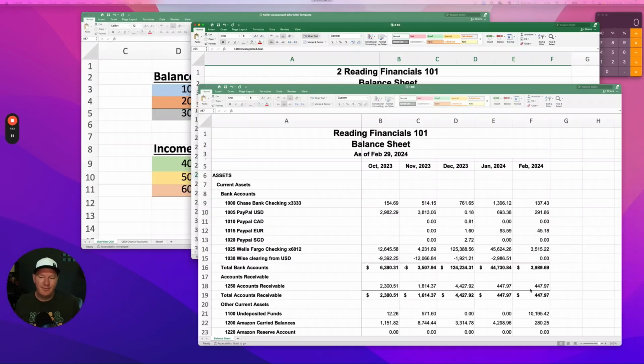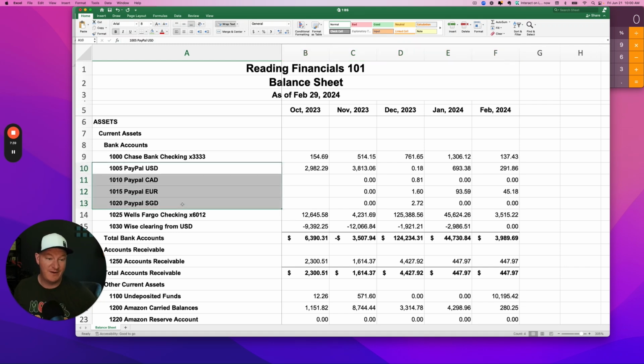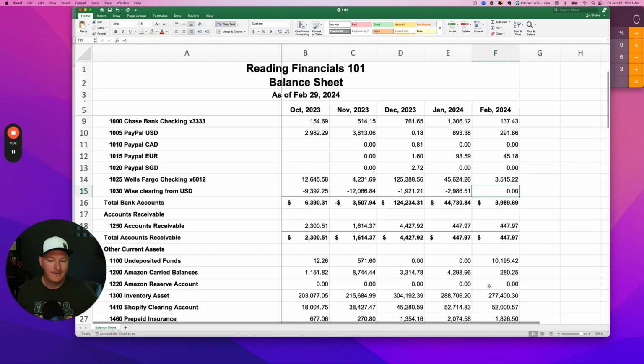Let me give you another example of an asset side of a balance sheet. This is one where, again, we have multiple currencies. So we have several different PayPal accounts. But you look down here at one of the bottom accounts and we have a bunch of months in a row where our Wise clearing account is negative. Why is that? Why is Wise being cleared weirdly? And it turns out that there was an error here where that money had been transferred out but wasn't being booked correctly. And so you can see in the most current balance sheet, we've corrected that error.